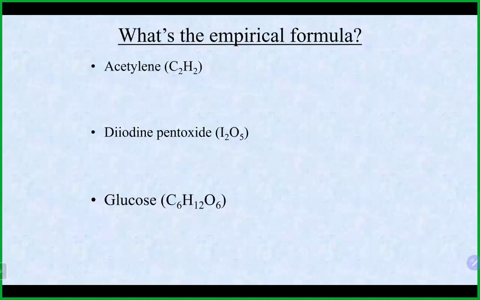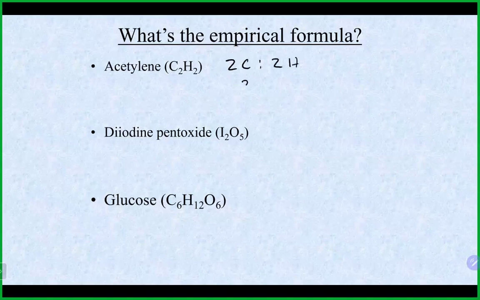Okay, let's take a look. On the first one here, we basically have 2 carbons for every 2 hydrogens. That's a 2-to-2 relationship. We can obviously reduce these down and still get whole numbers of 1-to-1, which means our empirical formula should be just 1 carbon and 1 H, which would represent the simplest whole number ratio of what's present. Question on that one?